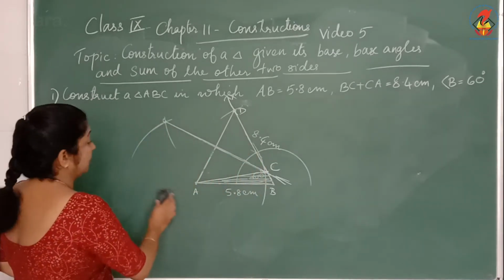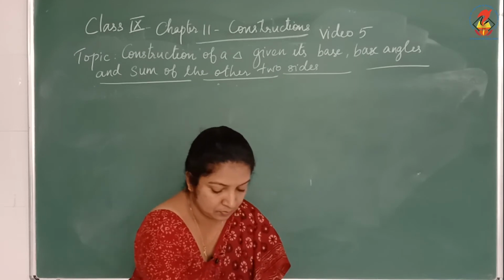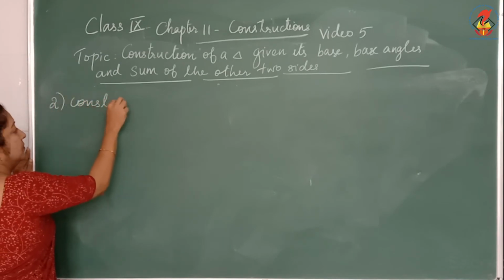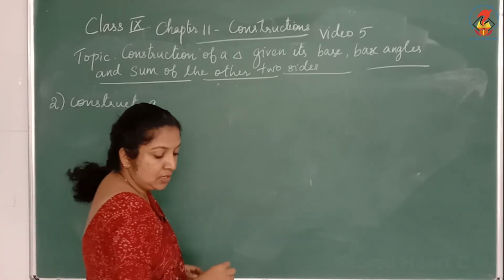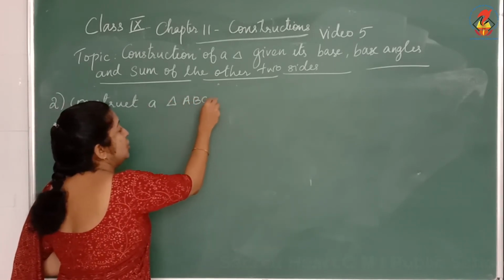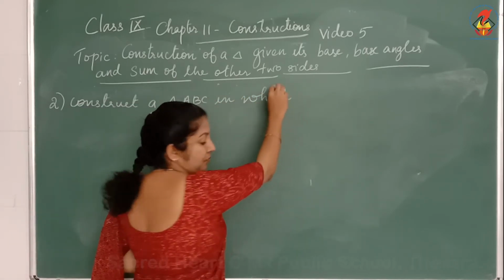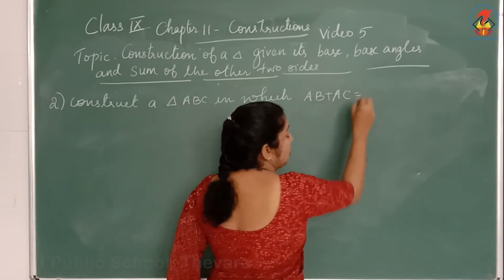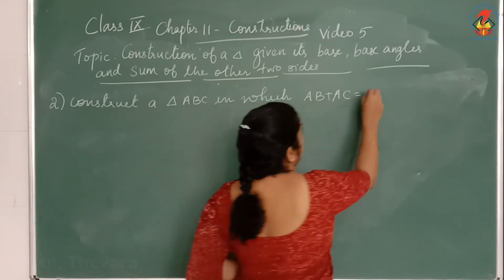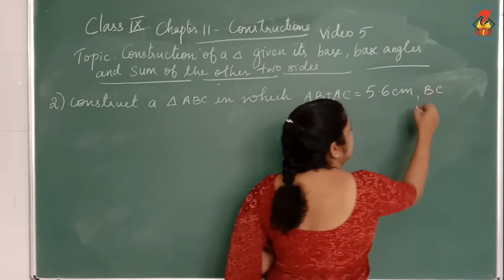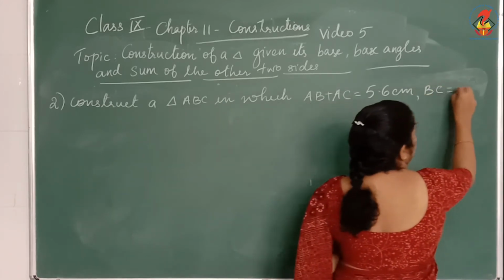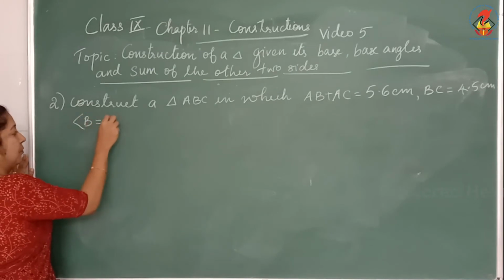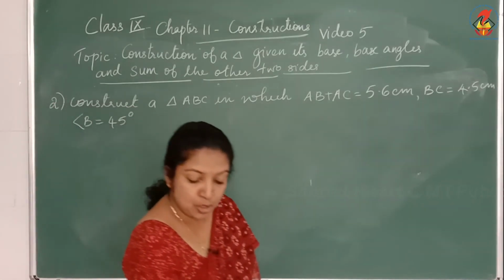So next question, second question. Construct a triangle ABC in which AB plus AC is equal to 5.6 centimeter, BC is equal to 4.5 centimeter, and angle B is equal to 45 degree.